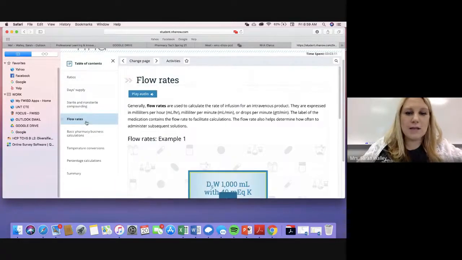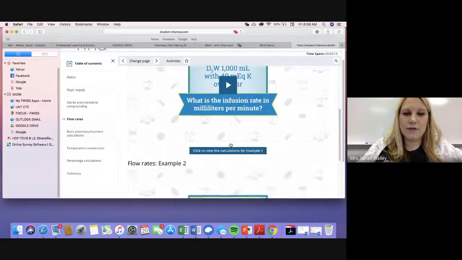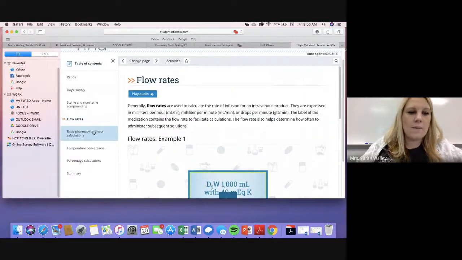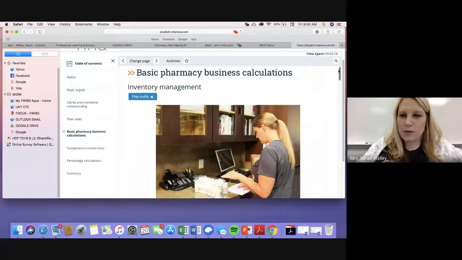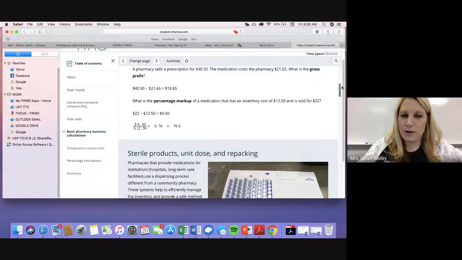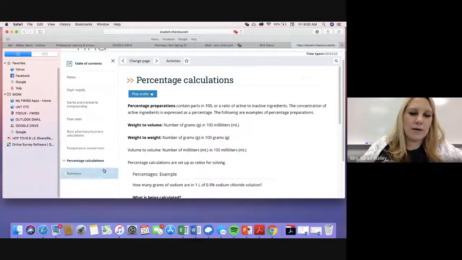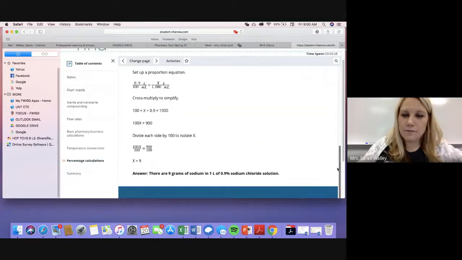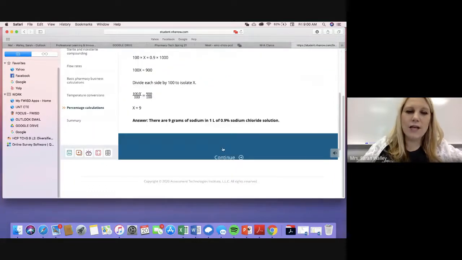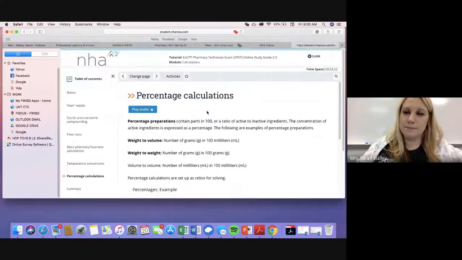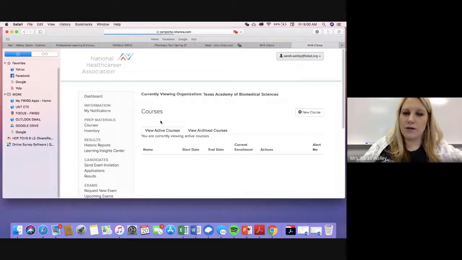Anyway, flow rates, I talked a little bit about that. You need to know about that. There's usually a question or two on that. And then business calculations. Again, these are pretty easy. You probably would know how to do these, but go through those temperature conversions, percentage calculations, and then that's basically it. This shouldn't take you that long to do, maybe a couple of hours of going through this and taking the quiz, maybe an hour or two, honestly, especially because most of y'all will know how to do a lot of this stuff, and do the calculations.